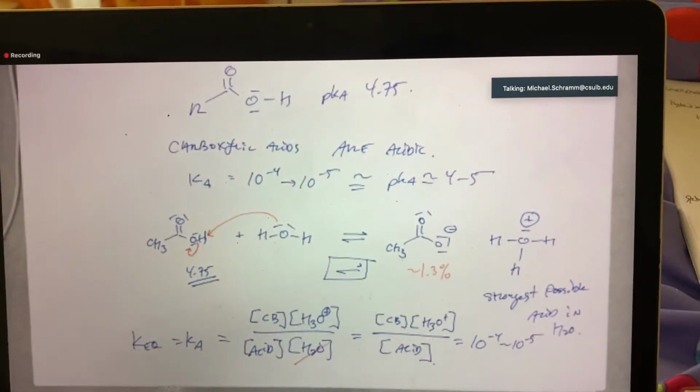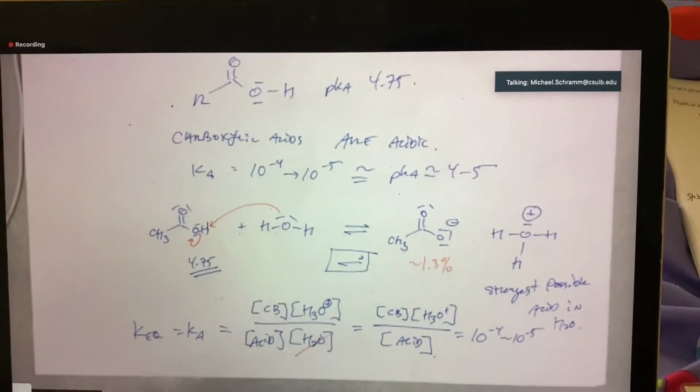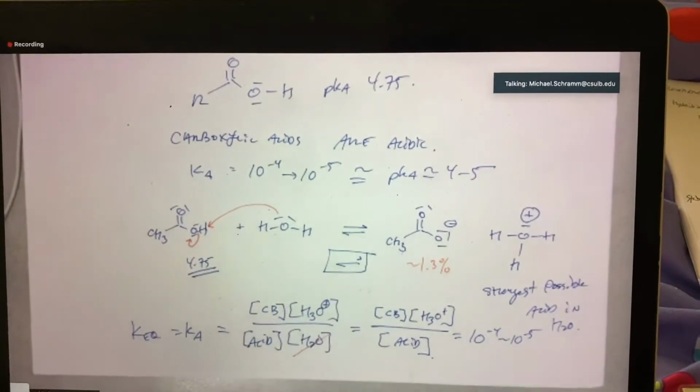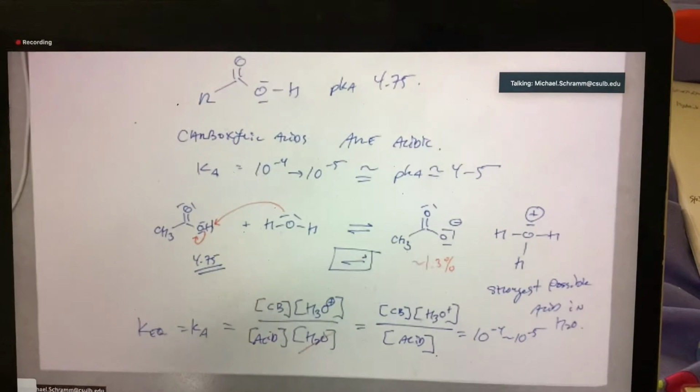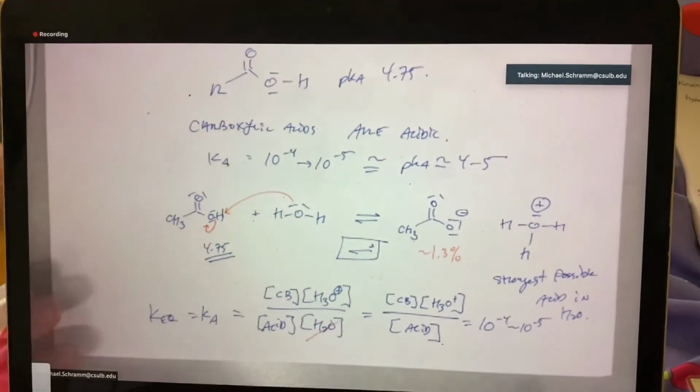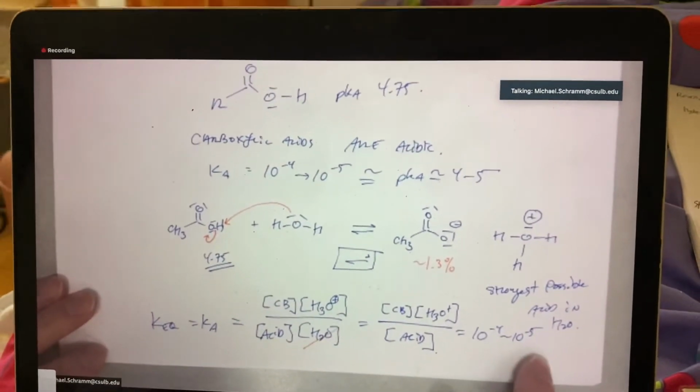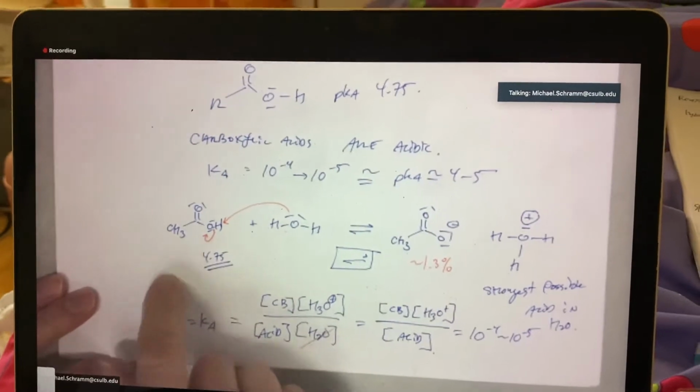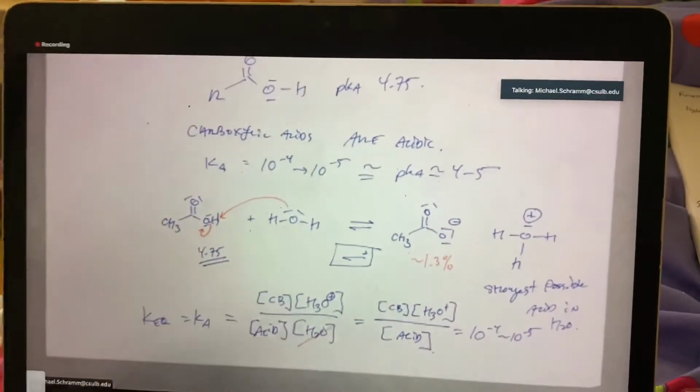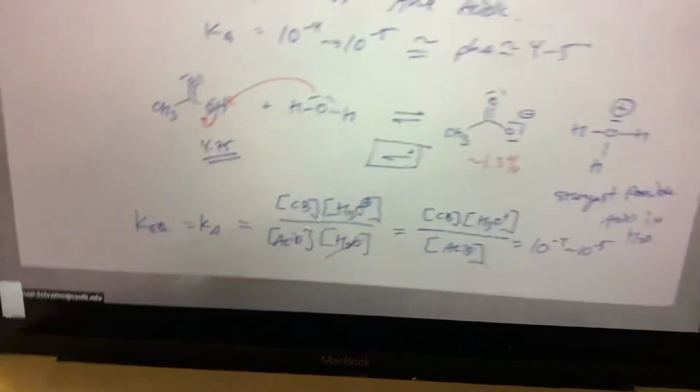They don't fully dissociate. It's not like HCl or HBr or H2SO4. But this is literally what a pKa of 4.75 means. It means the Ka is about 10 to the minus 4, 10 to the minus 5. These reactions still favor this particular direction. And this is a review from Gen Chem. But if it's confusing, don't panic.